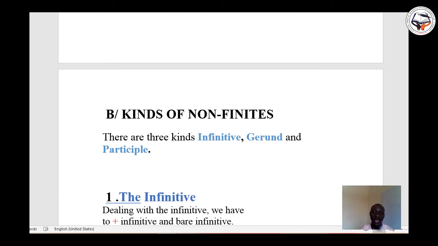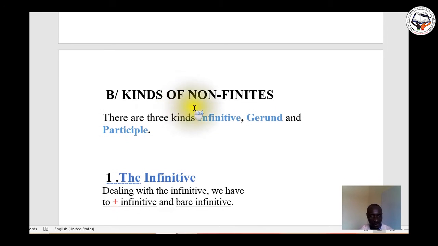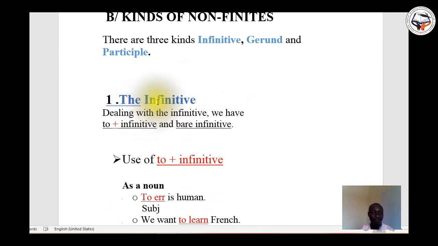In the English language we have three kinds of non-finite verbs: the infinitive, the gerund, and the past participle. First we will see the infinitive and the gerund. Dealing with the past participle, we will see it in another lesson.